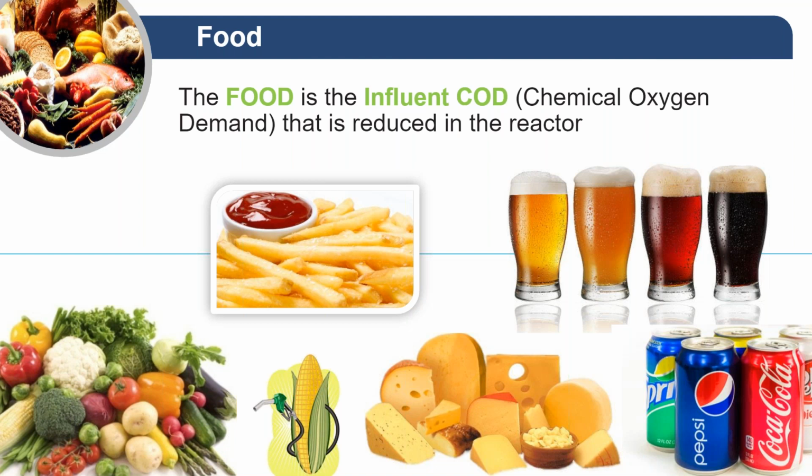The food, let's talk about the food first. The food is the influent COD that's going into your anaerobic reactor. And it's that COD, the chemical oxygen demand, that's reduced in the reactor that forms the methane. And the food is typically, in our business, wastewater from the food and beverage industry. So that's why you see a lot of pictures of food on this slide. The food waste out of the food industry production facilities contains COD. So that's what's going to be fed into your anaerobic reactor and what's going to be converted into methane.